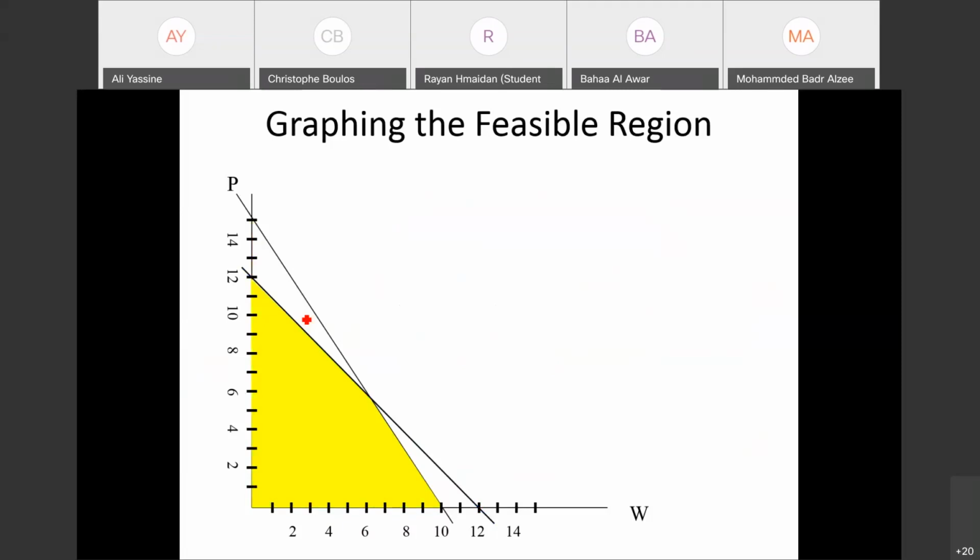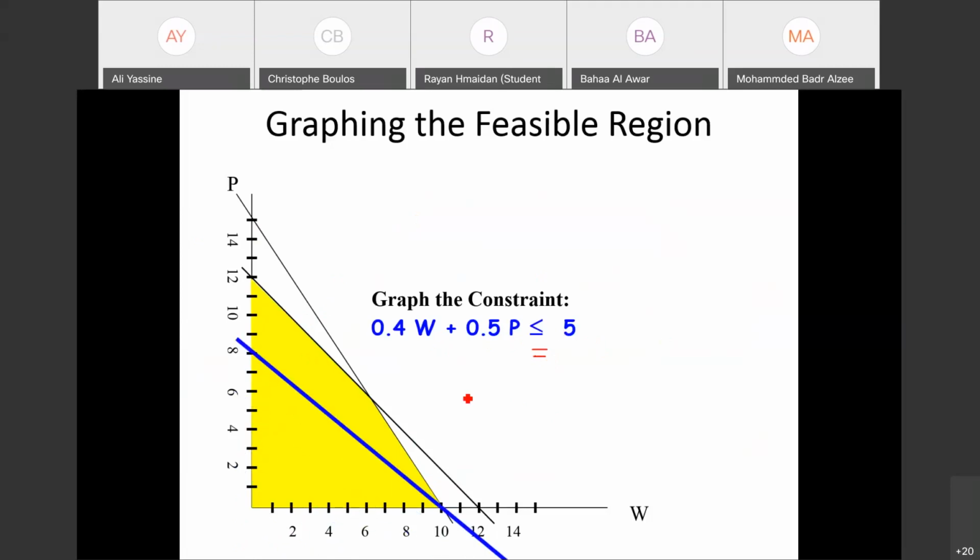I continue plotting the third constraint using the same thing. If W is 0, what is P? I plot this as a straight line, obviously, with an equality constraint. So if W is 0, multiplying by 2, P becomes 10. So the first point is 0, 10. The second point is 12, 0.